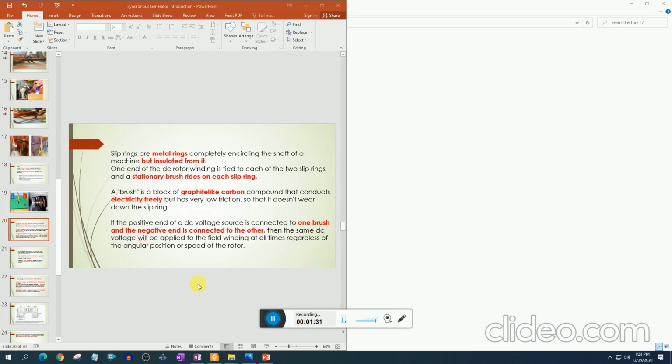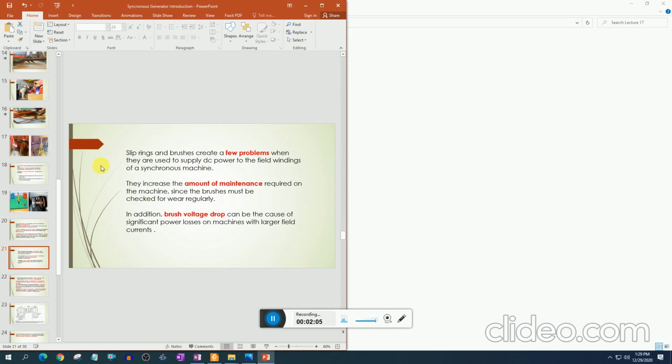So here it is telling that slip rings are metal rings completely encircling the shaft of a machine but insulated from it. One end of the DC rotor winding is tied to each of the two slip rings and a stationary brush rides on each slip ring. A brush is a block of graphite carbon compound that conducts electricity freely but has very low friction so that it does not wear down the slip ring. So this is the brush and the slip rings.